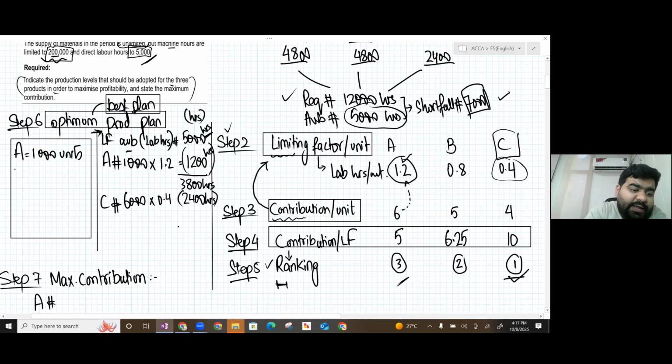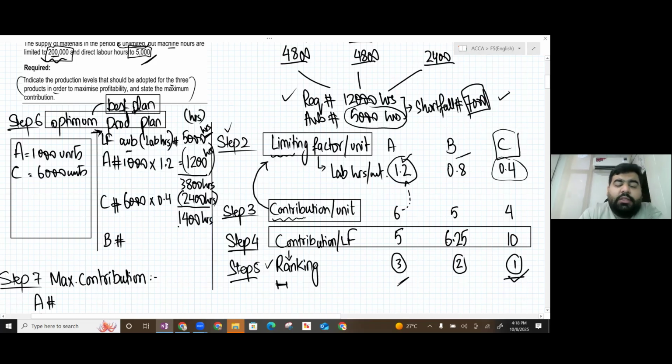So you can write here that we can make 6,000 units in complete for C. How many labor hours are still available? 1,400 hours still available. Now, after that, we have to make B.